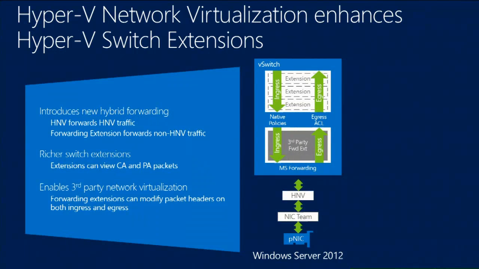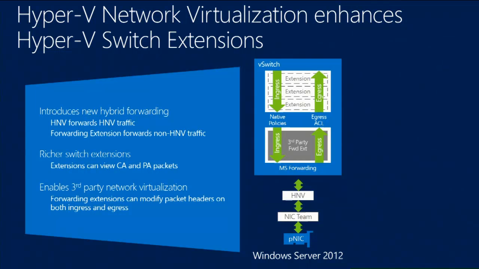So HNV, like I had said earlier, introduced the concept of a customer address space, which is the VM's address space, and the provider address space, or the PA space, which is the hoster's address space. And it creates a mapping between the two of them. Now, like I had said, the Hyper-V switch is extensible. One of the benefits Hyper-V network virtualization brought into the picture is that in the R2 time frame, extensions now have visibility into both the customer address space and the provider address space.